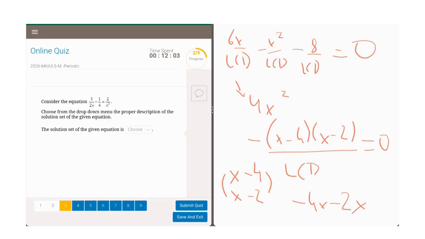So the solution set, so that's what solutions this has. So we do this: x minus 4 equals 0 and x minus 2 equals 0. Move 4 to the other side, you'll have x equals 4. X minus 2 equals 0, move 2 to the other side, you get x equals 2. So the solution set would be 2 and 4.